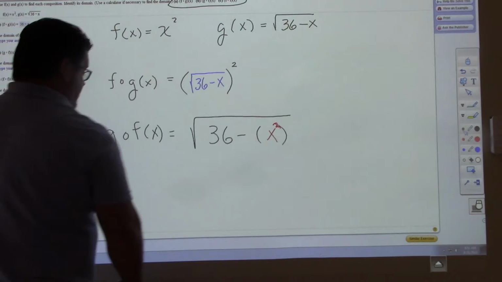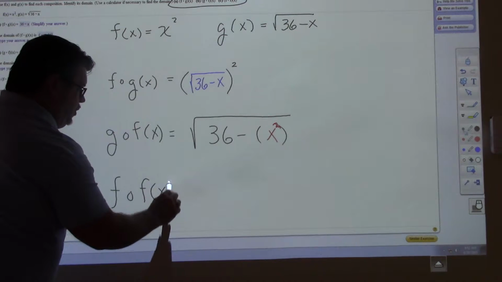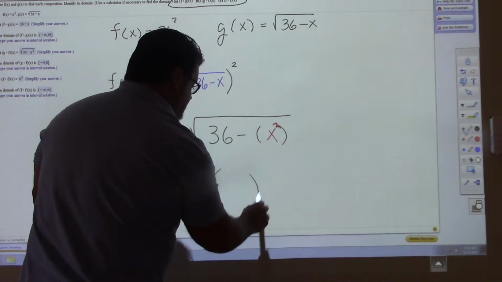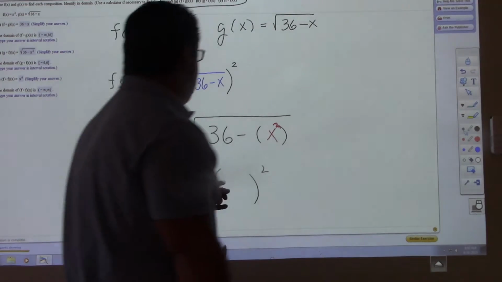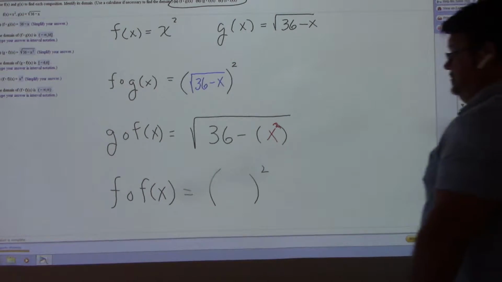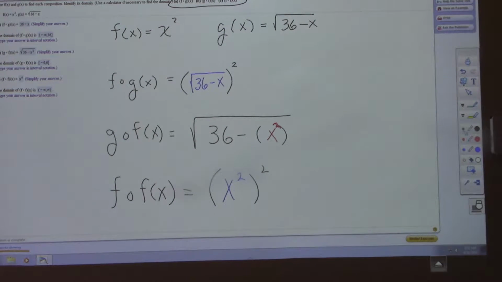And then f composed of f. So what are we going to do with f? We're going to rewrite f with big parentheses. And what are we going to plug in for right here? x squared. We're going to plug itself in. There we go. Now there's the three things that they want. Now all you need to do is simplify them.